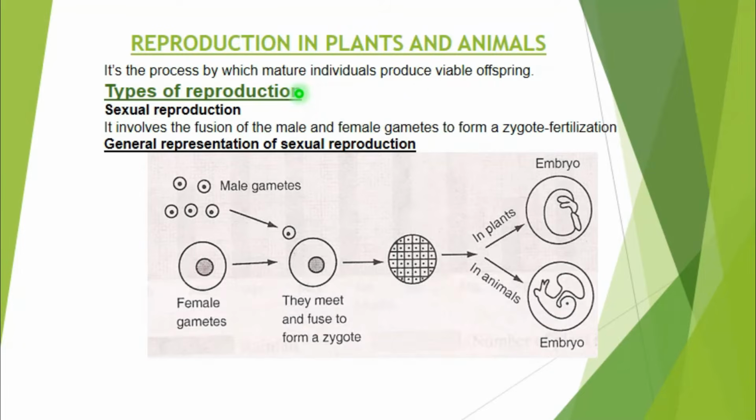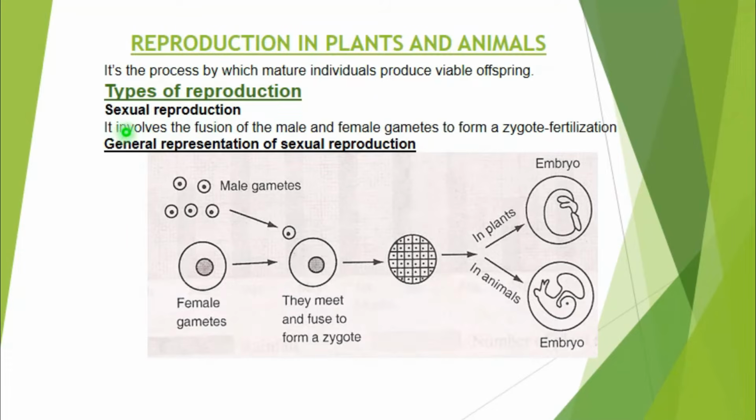Having known the definition, we need to know types of reproduction. We have different types of reproduction based on what happens in each. We have sexual reproduction and asexual reproduction. So what does it involve?